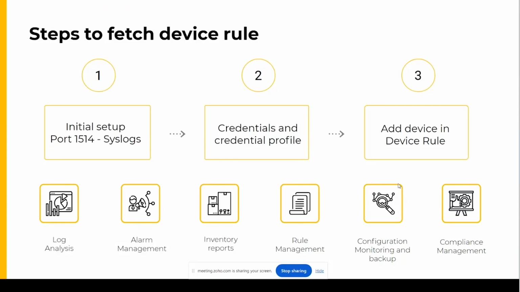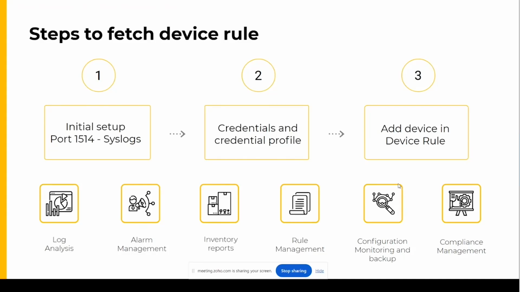Step 2 is, once you receive the syslogs from the firewall in Firewall Analyzer, a credential profile can be set up for the specific device in the Firewall Analyzer. Once you do this, you get access to the inventory, that is, specific reports for each individual firewall device. Step 1 and Step 2 will be covered in detail in the next session, which is scheduled for next week.